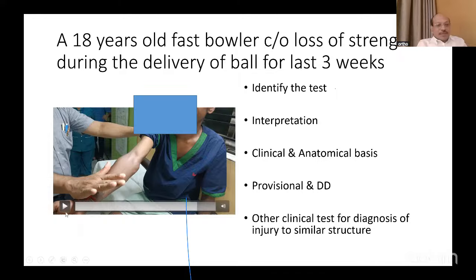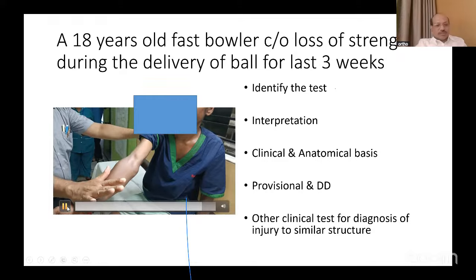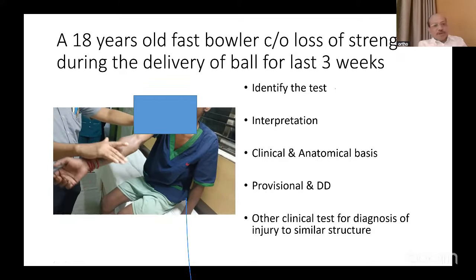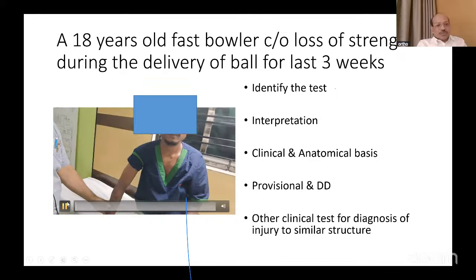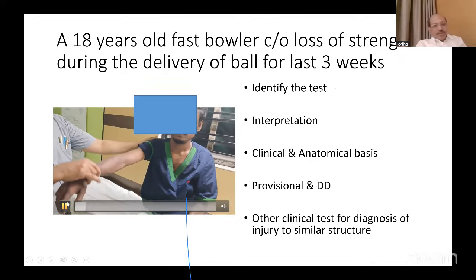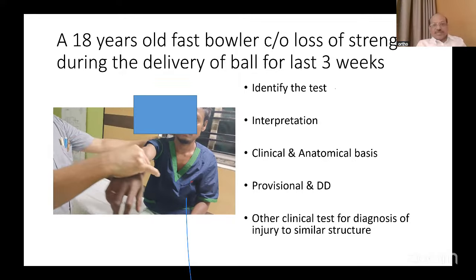Now, if the pain is complained of during the pronated component and it is relieved by the supination component, then it is most probably due to the SLAP lesion. Okay, so it suggests this is a SLAP lesion.